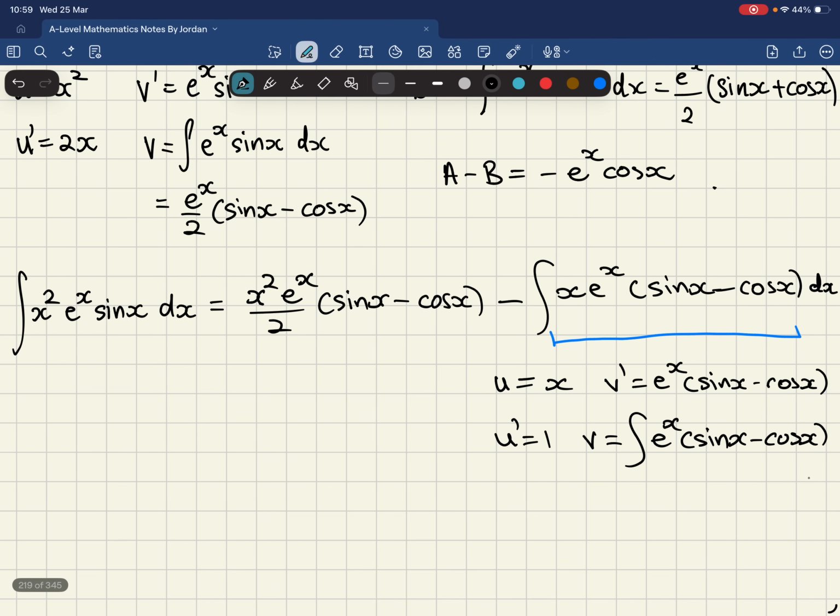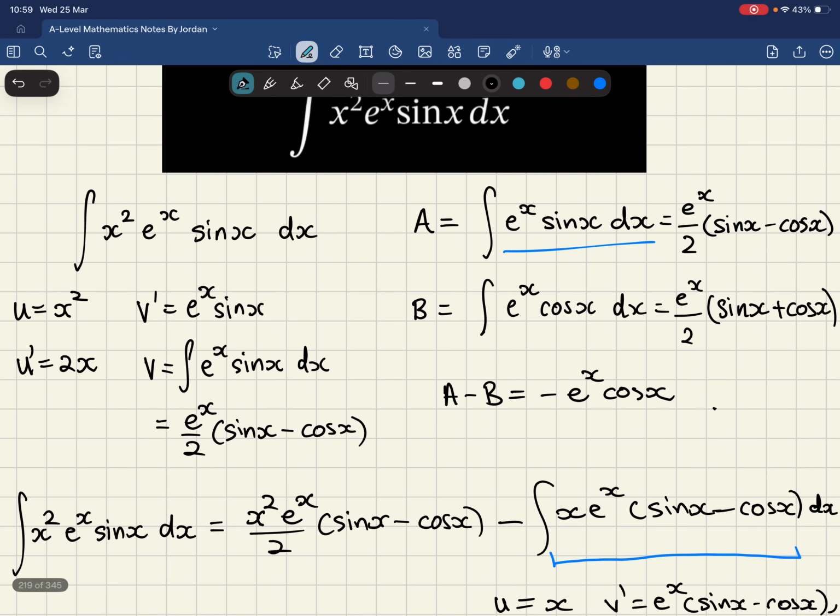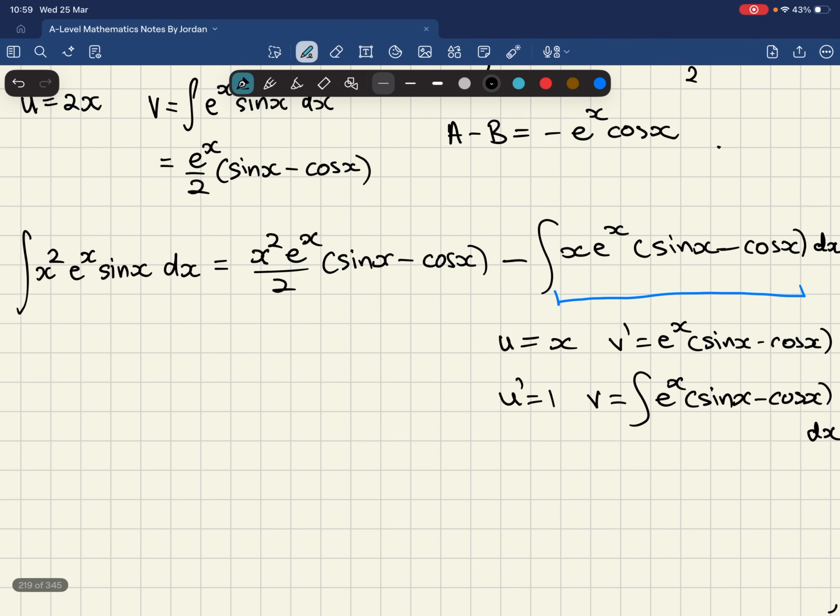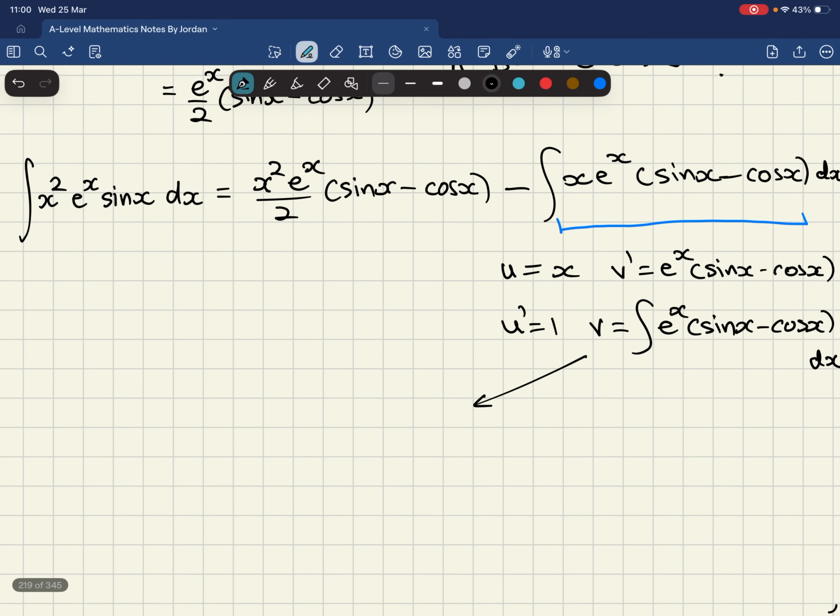Okay, so it looks like it's getting harder, but I have a little trick here for this part. We go back to A and B up here. You should notice A's got the sine x and B's got the cos x, okay? And this, if we do a bit of work on it for v, you'll notice something interesting about this. So I could split this integral up into two, which would be e to the x sine x dx. And then, because of this minus sign there, I can split that up.